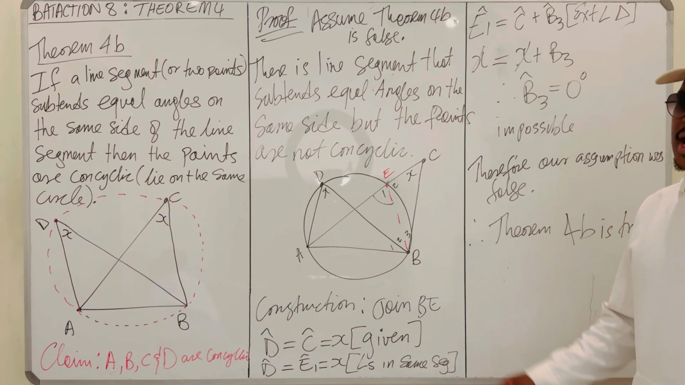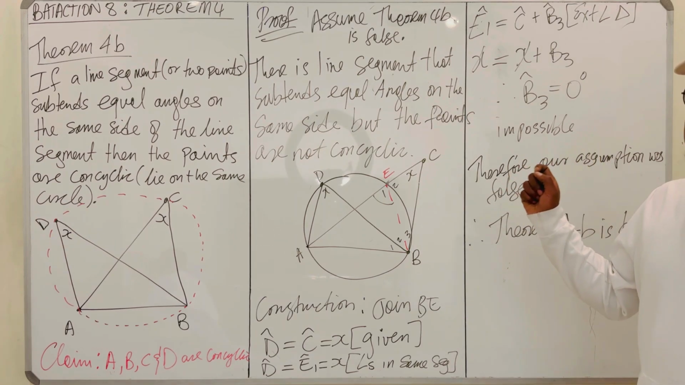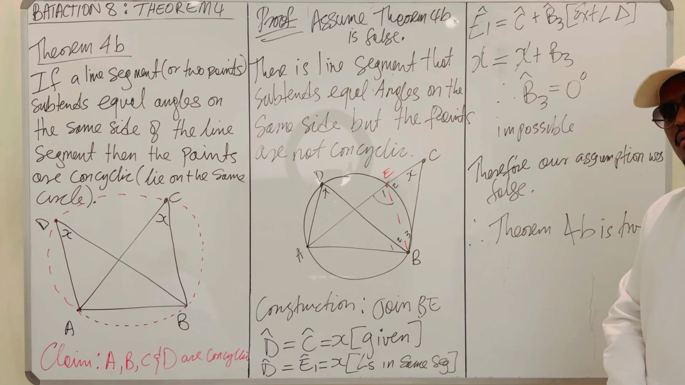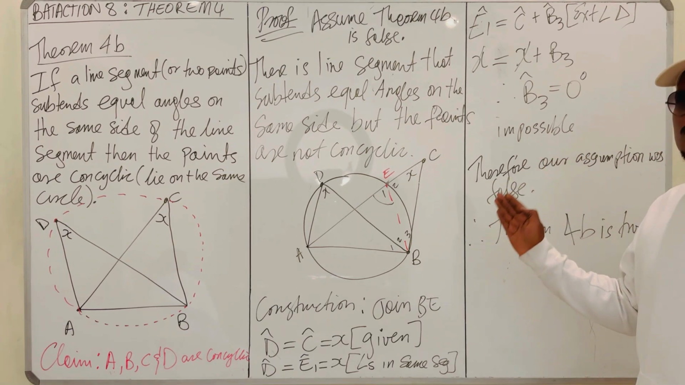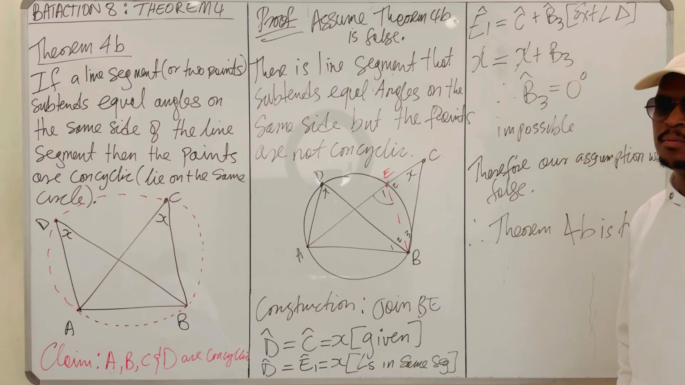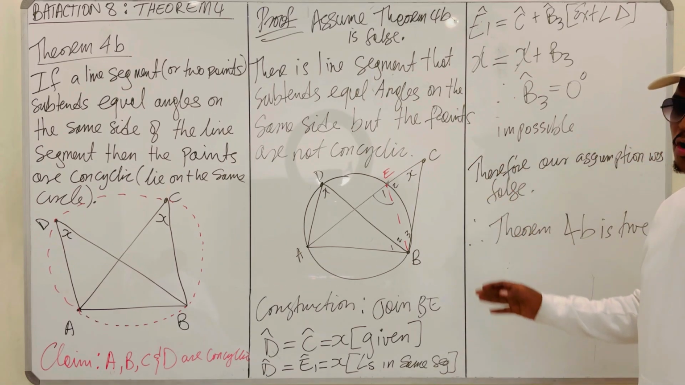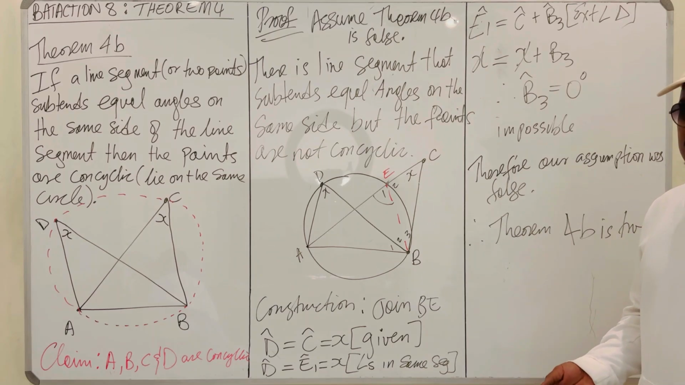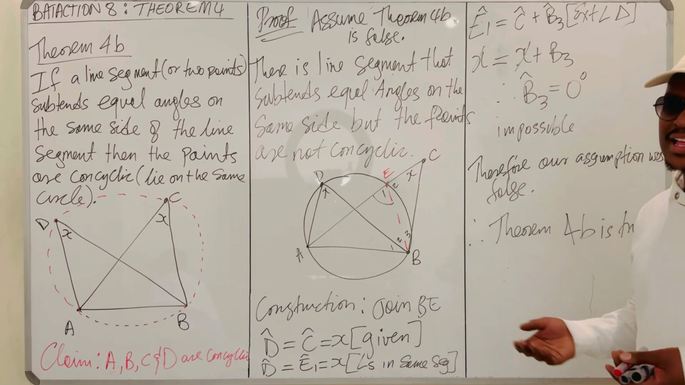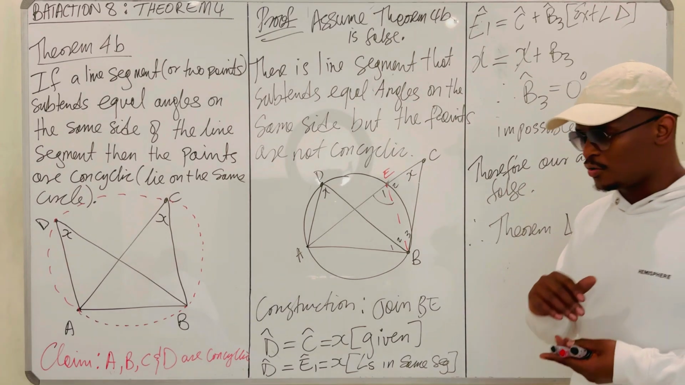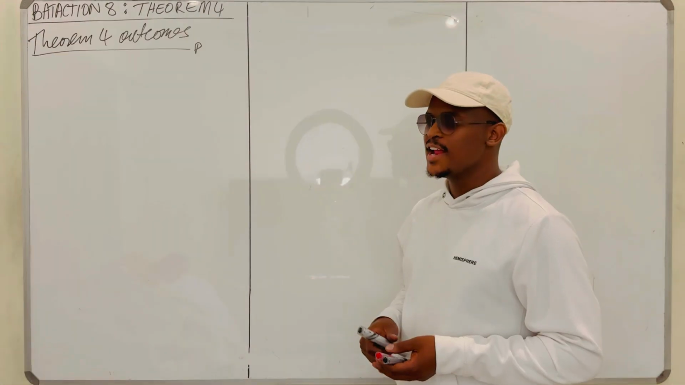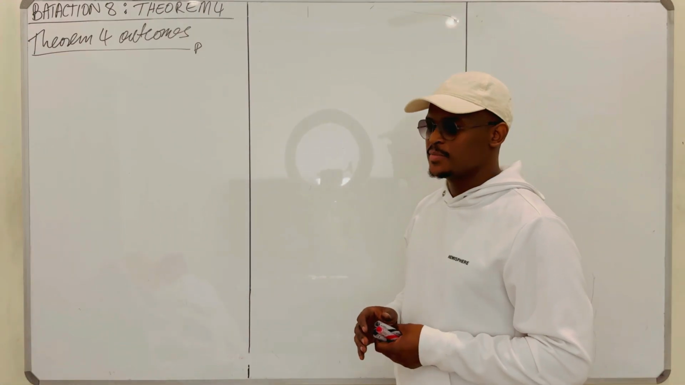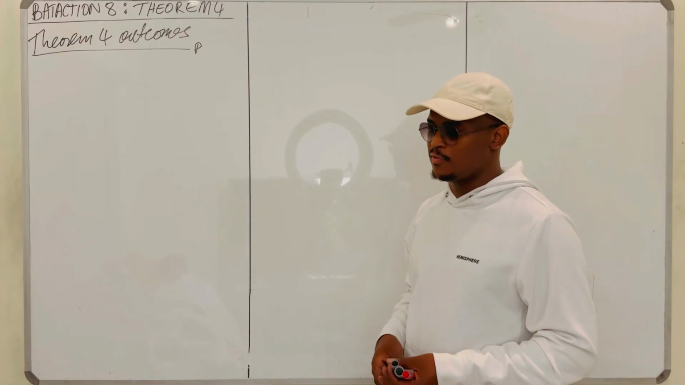Are you with me? Yes. I'm going to show you the outcomes of theorem 4. That's what I'm going to do here. So I'm going to clean the board, and then from theorem 4, you're going to get a lot of nice results that I think you need. So let's go. So now, we're going to look at outcomes or results or consequences of theorem 4.